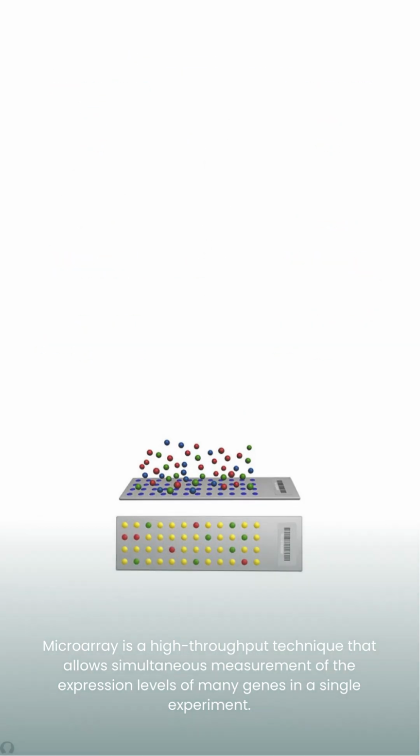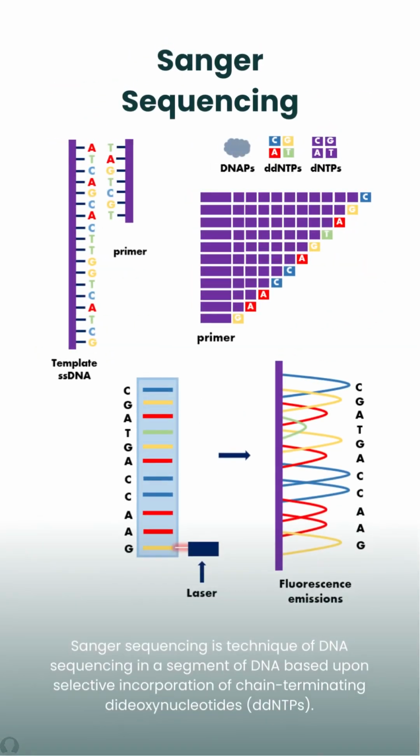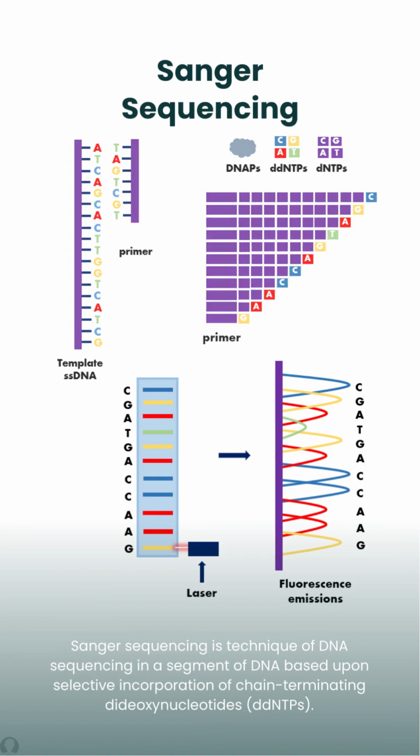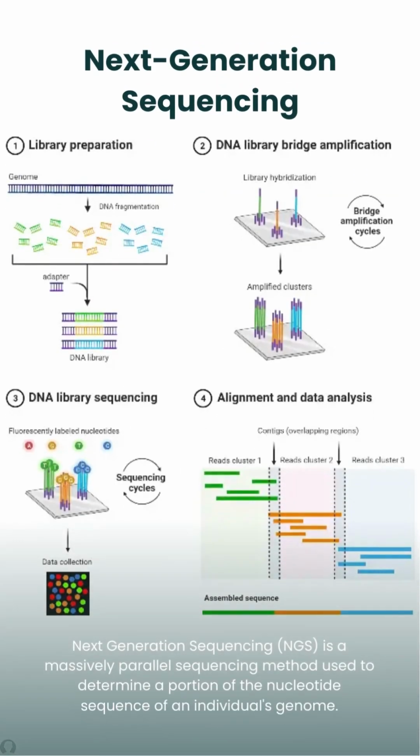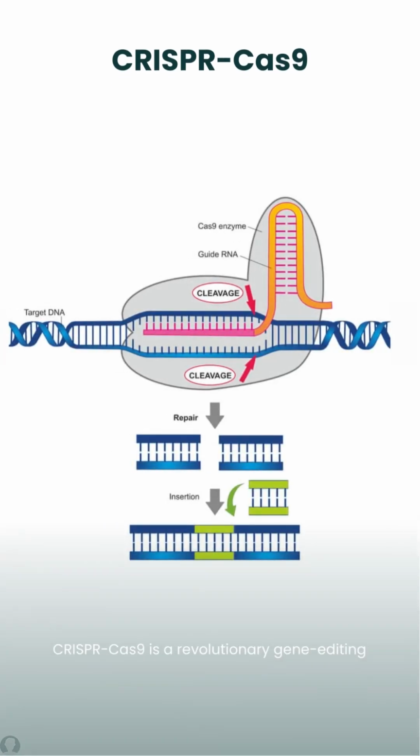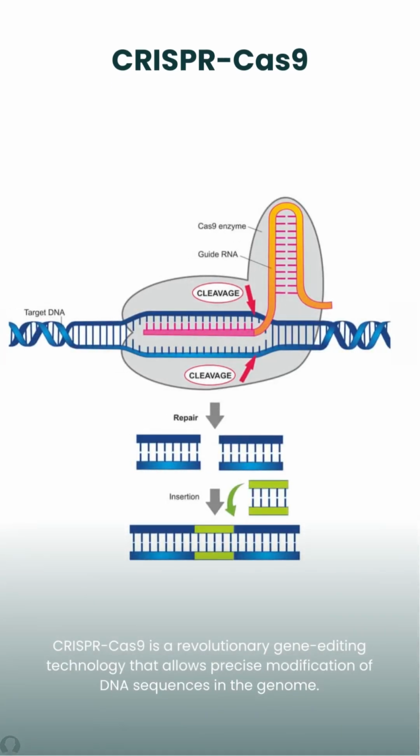Sanger sequencing is a technique of DNA sequencing in a segment of DNA based upon selective incorporation of chain-terminating deoxynucleotides. Next-generation sequencing is a massive parallel sequencing method used to determine a portion of the nucleotide sequence of an individual's genome. CRISPR-Cas9 is a revolutionary gene editing technology that allows precise modification of DNA sequences in the genome.